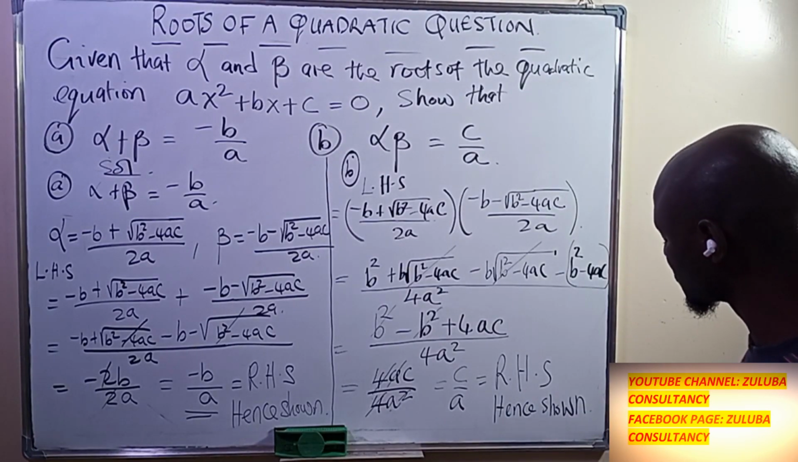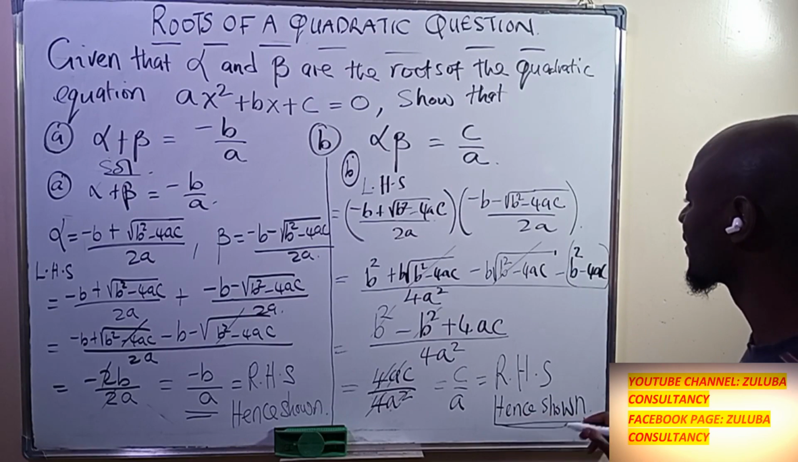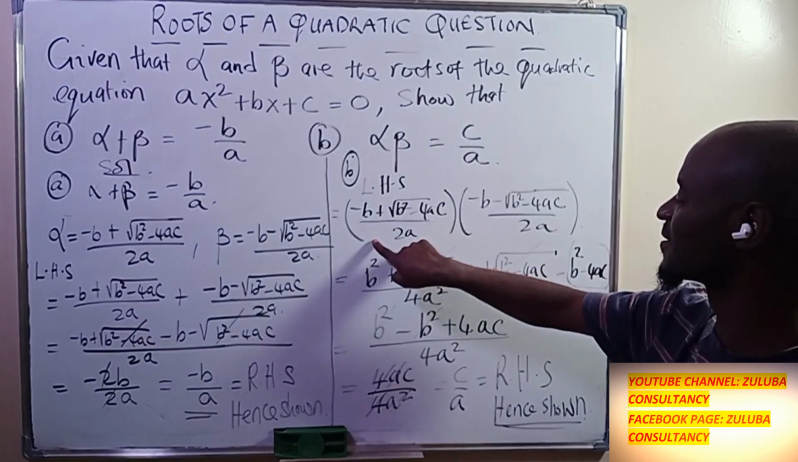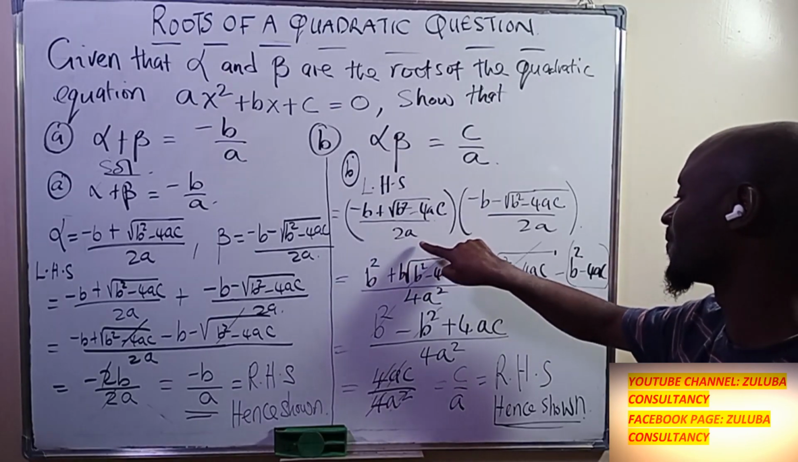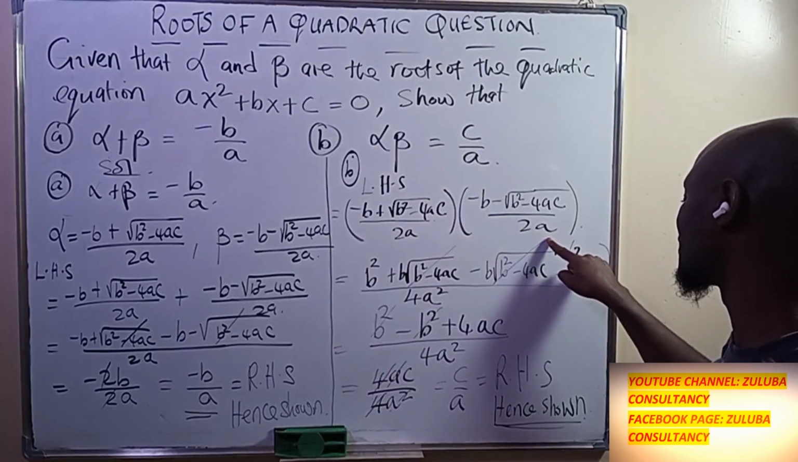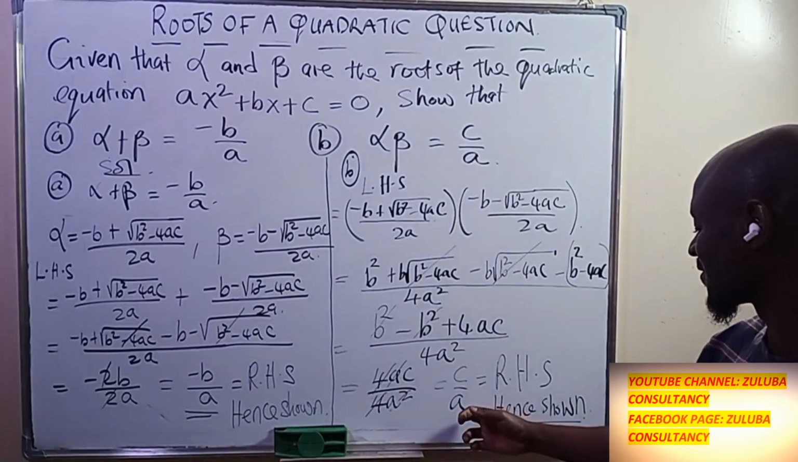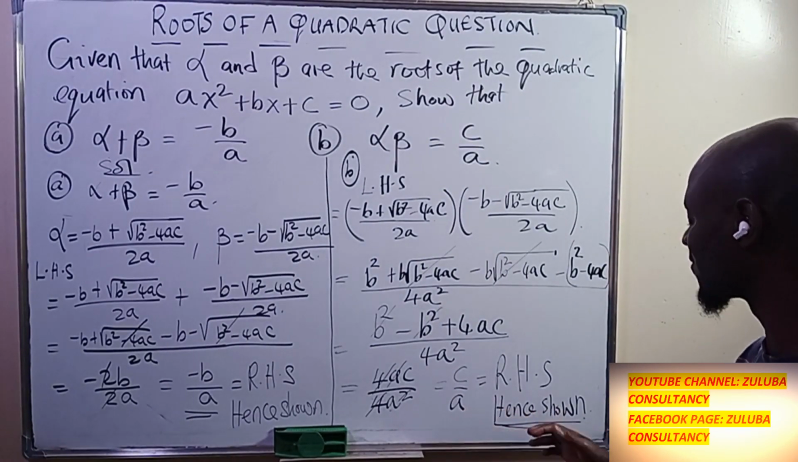So when you are given to show that the product of the two roots of the quadratic equation is equal to this, you just get the solutions. You get the value for alpha, you also get the value for beta. Multiply them and simplify them accordingly. You end up with the right-hand side and you conclude.